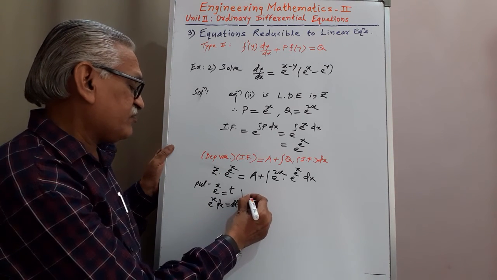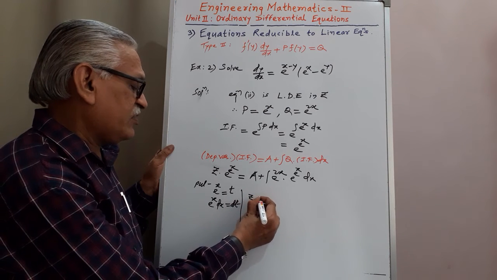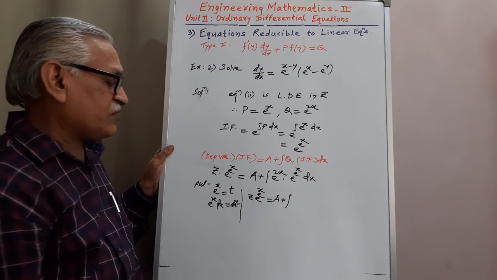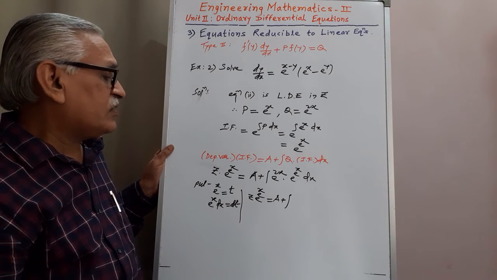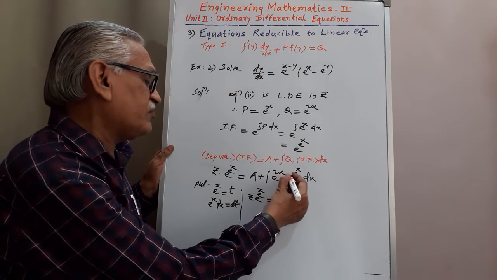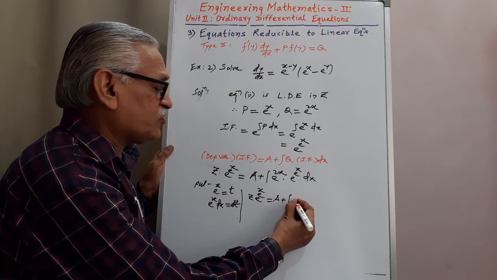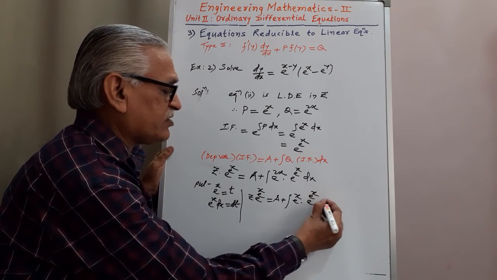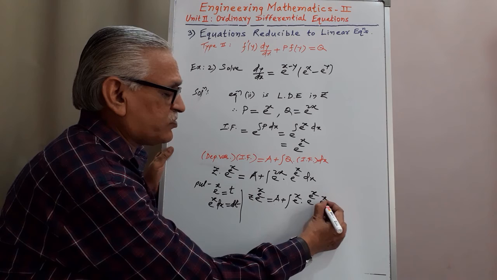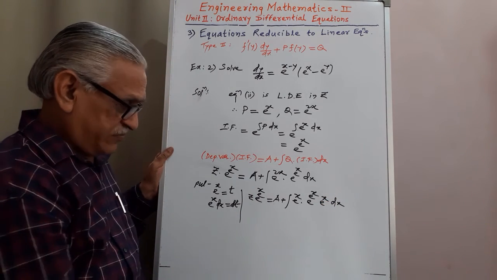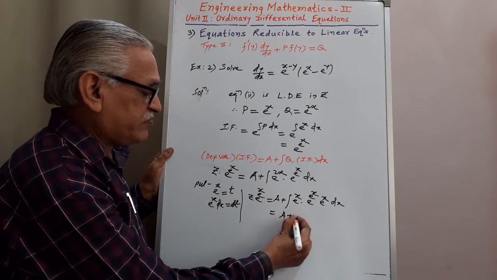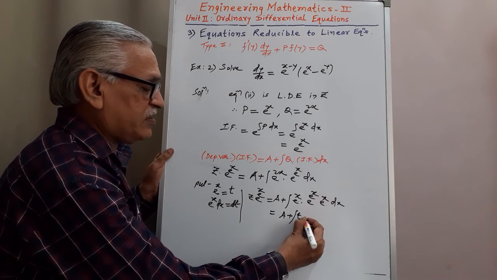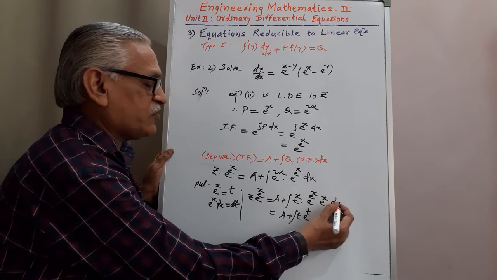z into e raised to x is equal to a plus integration of, we split that e raised to 2x as e raised to x into e raised to x, and that remaining e raised to x dx is equal to a plus integration of e raised to x, which is t, it becomes e raised to t, and e raised to x dx is dt.